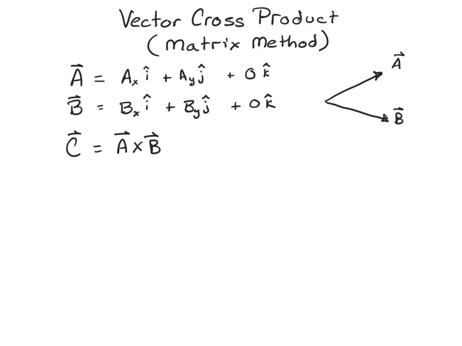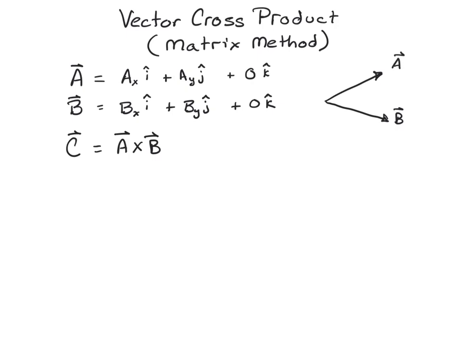So this is the vector cross product using the matrix method. My goal here is to find the cross product of two vectors A and B, and I'm doing it with the longhand method of the components. So I've written A out with its components, AX in the I hat direction, AY in the J hat direction, nothing in the K hat direction, BX in the I hat, BY in the J hat, nothing in the K direction. So these two are lying in the XY plane, and we want to find the cross product C.